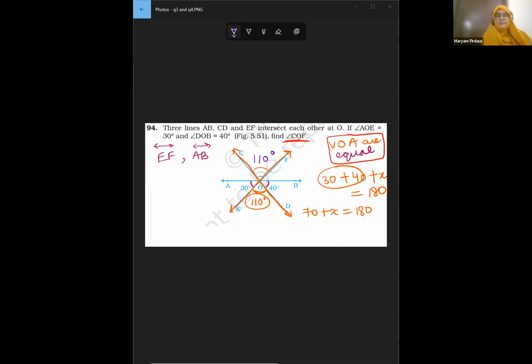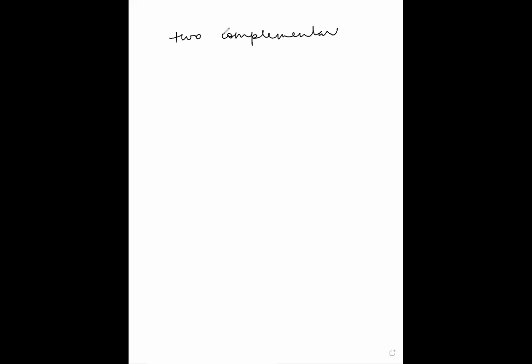Now next question. Okay, please read it. Measures in degrees of two complementary angles are two consecutive even integers. Find the angles. Okay. Did you understand this question? Yeah, I understood it, but I don't know what this consecutive means.